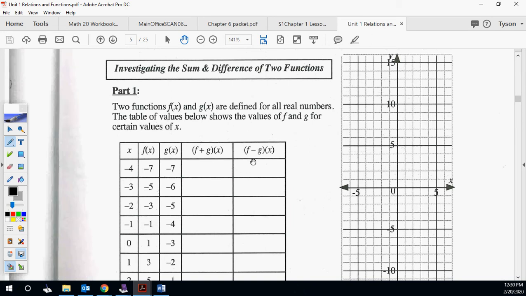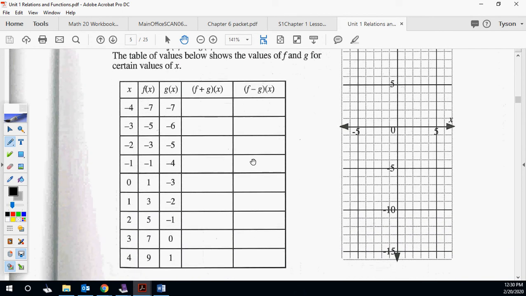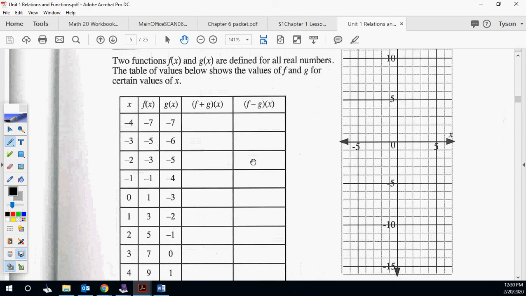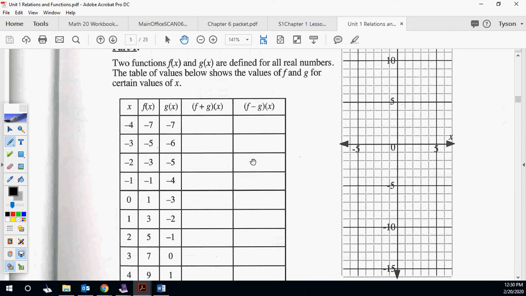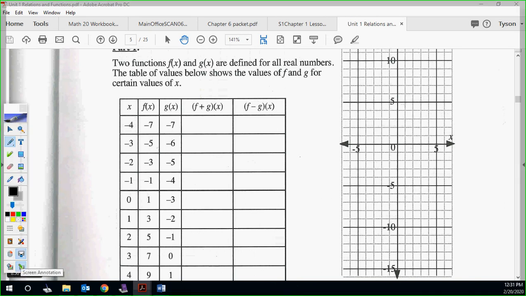So part 1: f(x) and g(x) are defined for real numbers. The table of values below shows the values of f and g for certain inputs. So we're going to go ahead and look at these as best we can here. The thing is, people get confused because we don't know what these functions are. We don't know their equations, but we know what the outputs are, and that's all that matters.